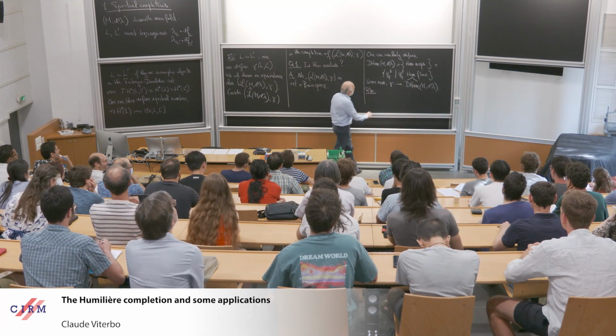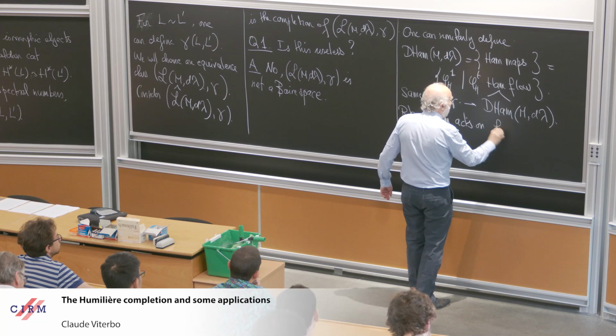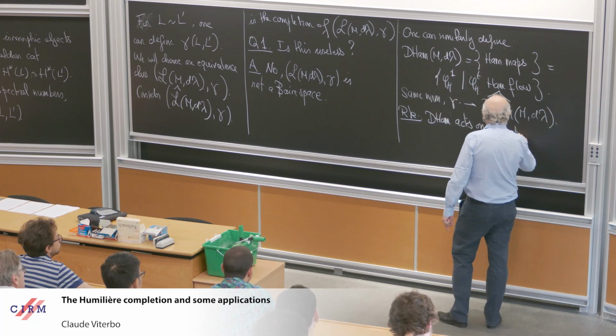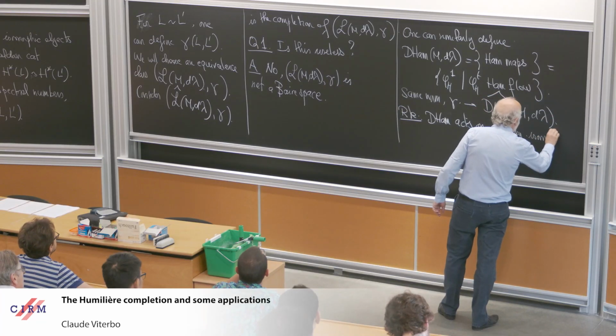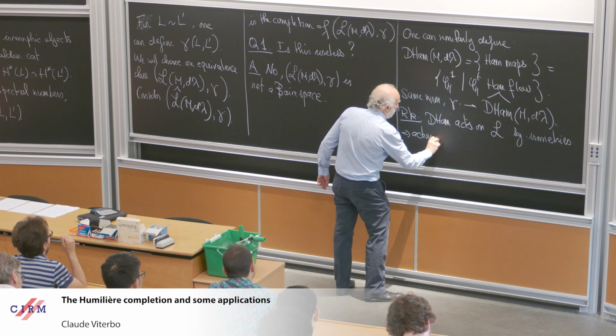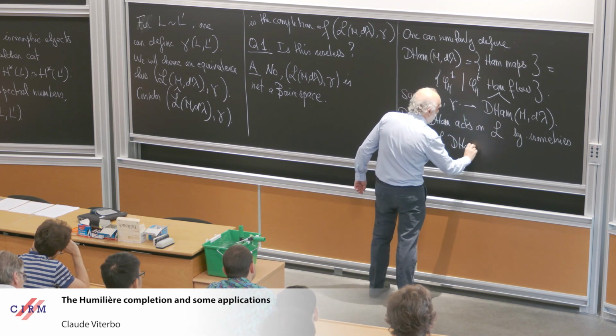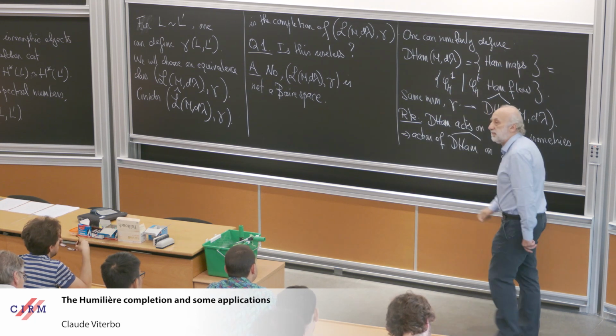So the remark is that d ham acts on the set of Lagrangians. What I should have said, which is clear, is that if two Lagrangians are Hamiltonian isotopic, they're of course in the same Fukaya-Donaldson class. So this d ham preserves L, and it acts on L by isometries. And so you get an action of d ham hat in the end on L hat.